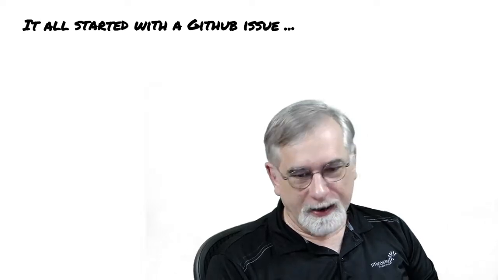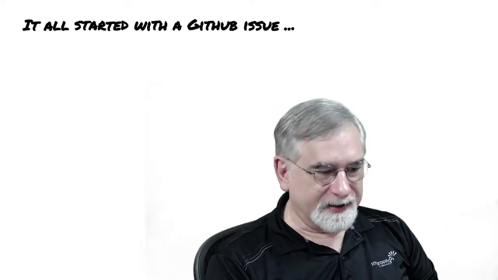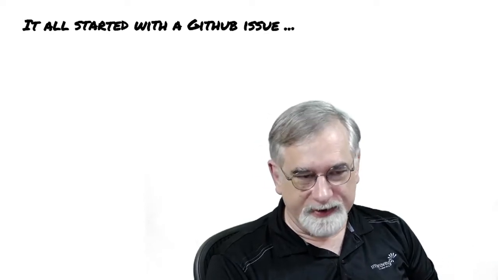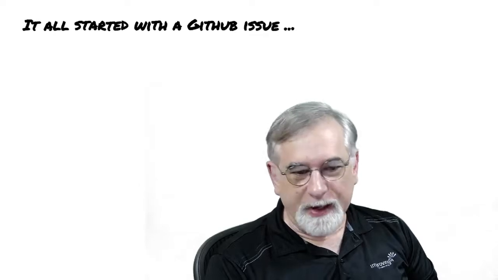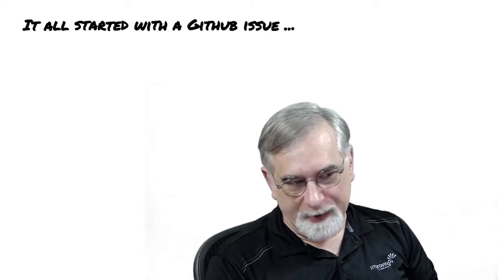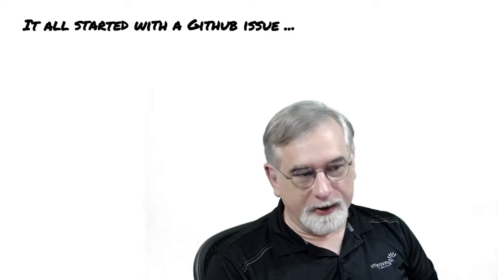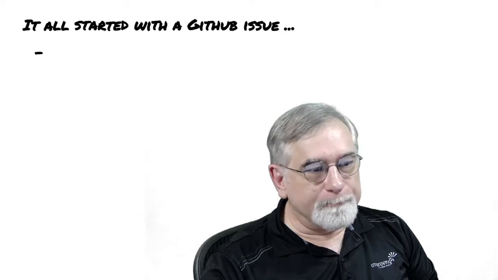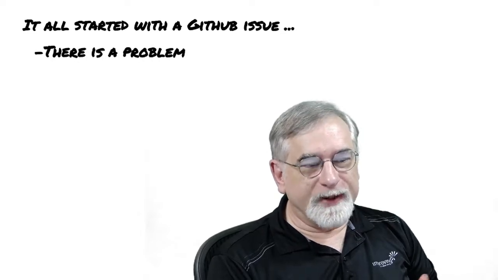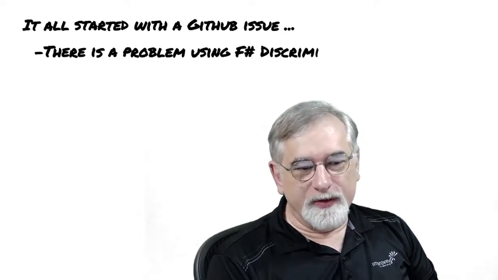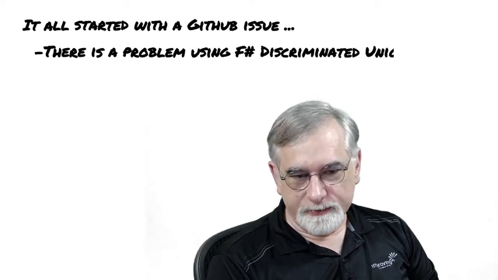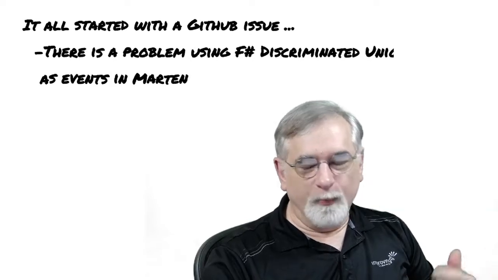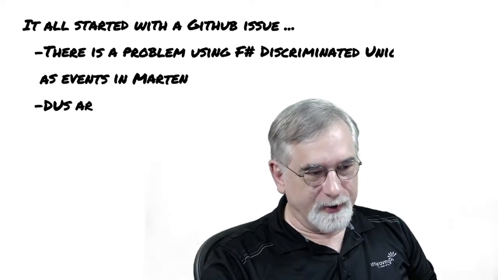I was looking around at things. I actually, on my own time, was investigating Martin because I like event sourcing, and I was looking for something better than the hacky way that I've done it in the past. And I really liked Martin, but I noticed that there was an issue with F#. There's a problem using F# discriminated unions in Martin. We'll get into exactly what the problem is as we go along.